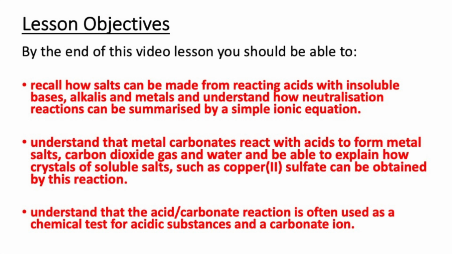So that concludes this video lesson. So after watching this video lesson, you should now be able to recall how salts can be made from reacting acids with insoluble bases, alkalis and metals, and understand how neutralization reactions can be summarized by a simple ionic equation. You should also understand that metal carbonates react with acids to form metal salts, carbon dioxide gas and water, and be able to explain how crystals of soluble salts, such as copper 2 sulfate, can be obtained by this reaction. Finally, you should understand that the acid-carbonate reaction is often used as chemical test for acidic substances and a carbonate ion.